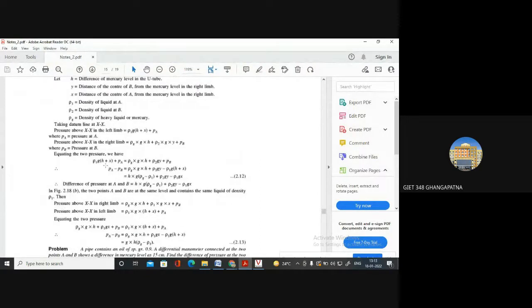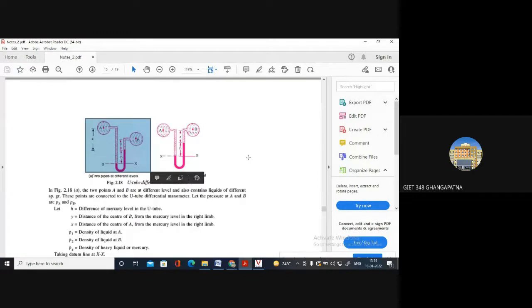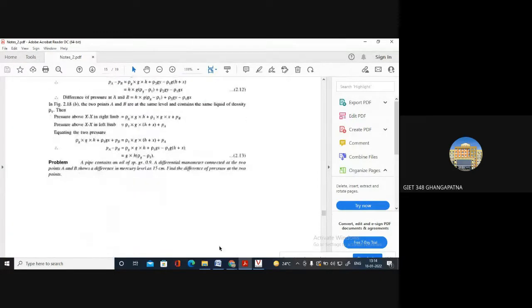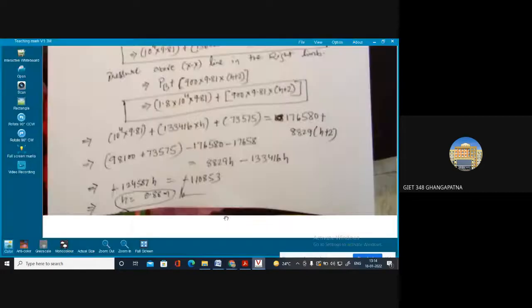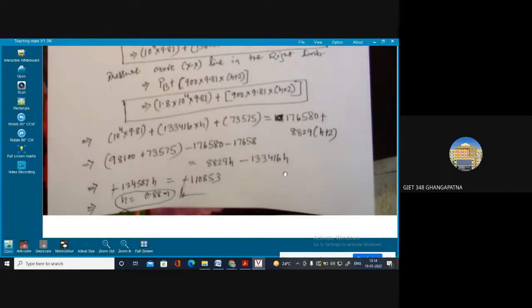Or you can do one thing. See carefully here. This formula also you can put here. PA minus PB is equal to H into rho G minus rho 1 plus rho 2 GY minus rho 1 GX. But the problem, if you remember this formula, is you should know what is X, what is Y, and this diagram also you have to remember. So that is why I'm saying don't remember these formulas. The procedure was clear to all of you: pressure in the right limb is equal to pressure in the left limb. So practice more problems which I have already shared with you. Is this clear?